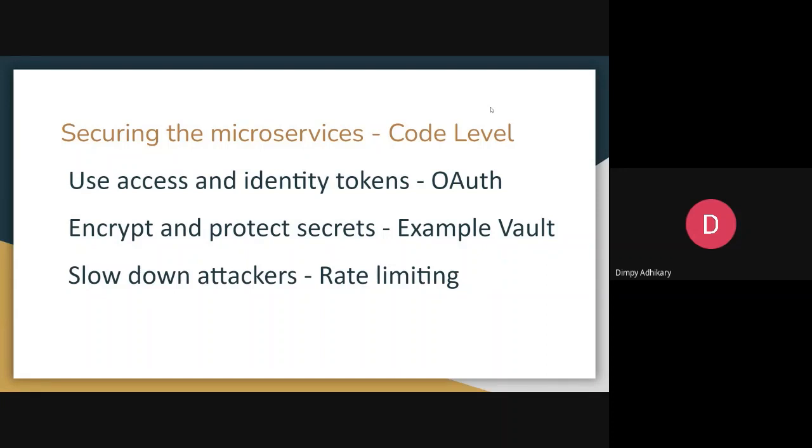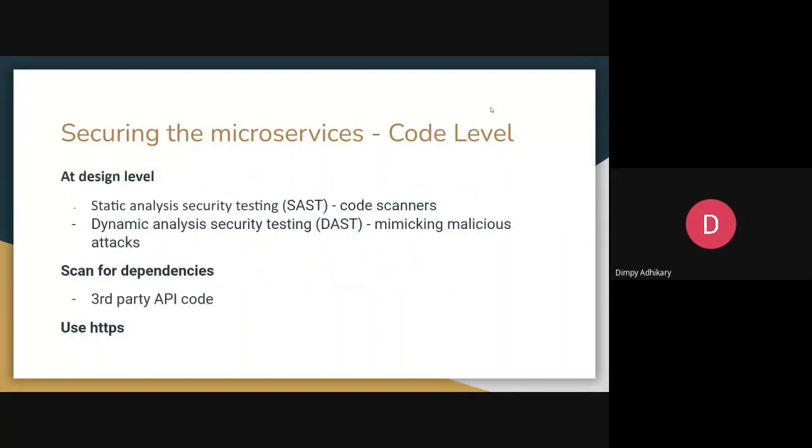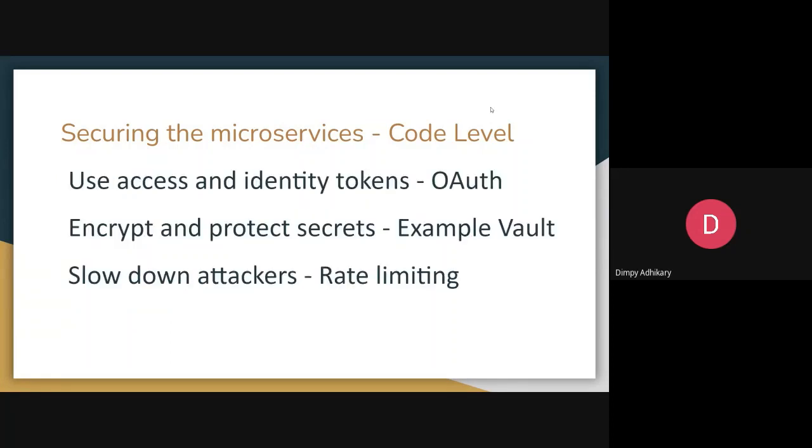So these are the things we need to consider at the code level when you develop your APIs. At the design level, scan third parties, always use HTTPS, protect your secrets and tokens, and keep proper limits for the APIs. These are a few best practices generally suggested to be implemented at the code level.